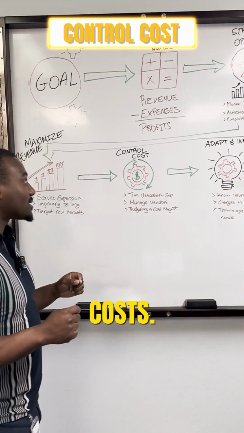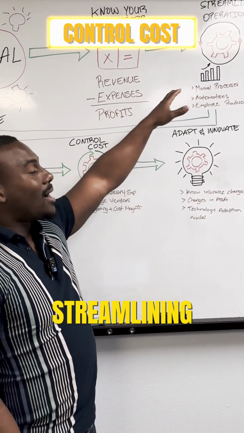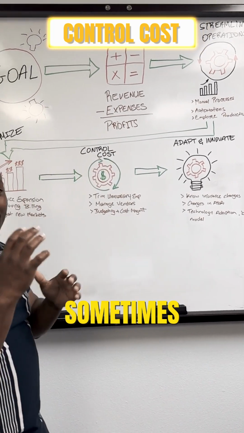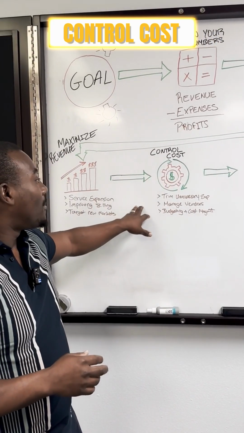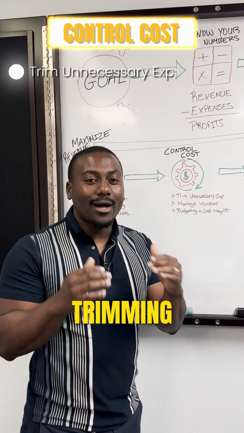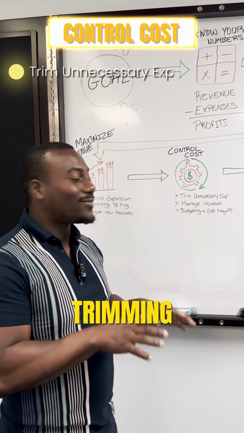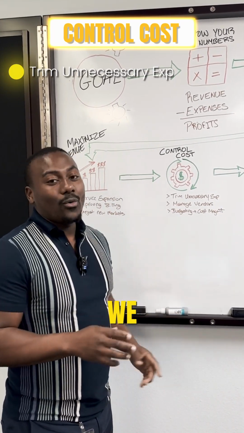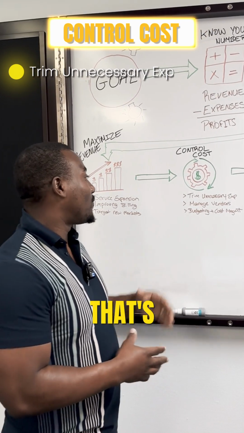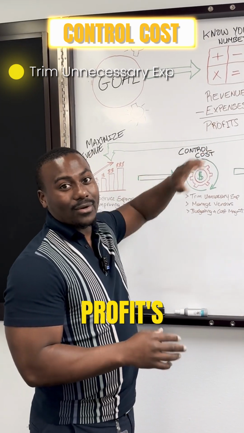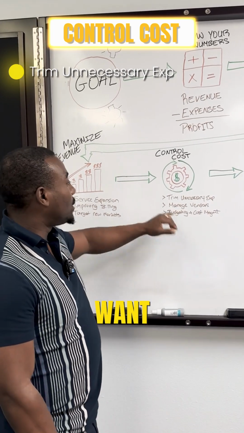controlling your costs. Remember, going back to streamlining operations and controlling costs sometimes will work hand in hand. But right here, we're looking at trimming unnecessary costs, kind of trimming the fat here, because we don't want to run a business that's very high cost because our profit's going to be very low. So we want to look at expense.